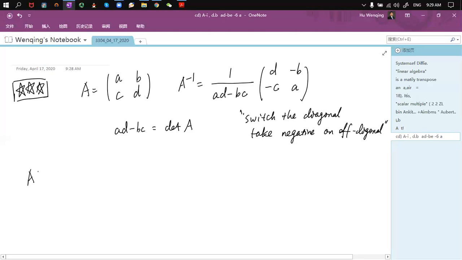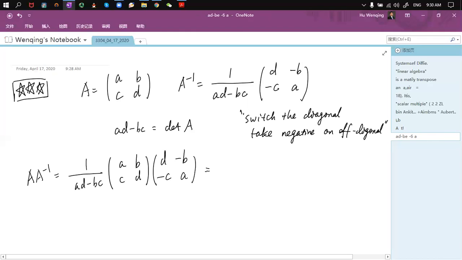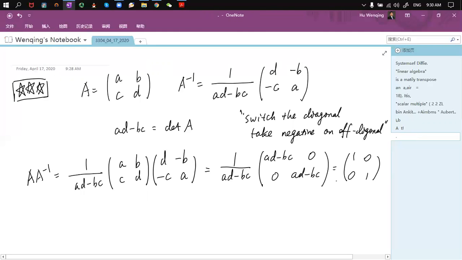How do you justify that? Well, you have A multiplied by A inverse, which is 1 over ad minus bc, times the matrix a, b, c, d multiplied by d, minus b, minus c, a. The diagonal entries are ad minus bc, and a times minus b plus b times a is 0, and c times d plus d times minus c is 0. So that results in the matrix 1, 0, 0, 1. The same thing holds when you check A inverse multiplied by A: after the same operations, you also get the identity matrix.